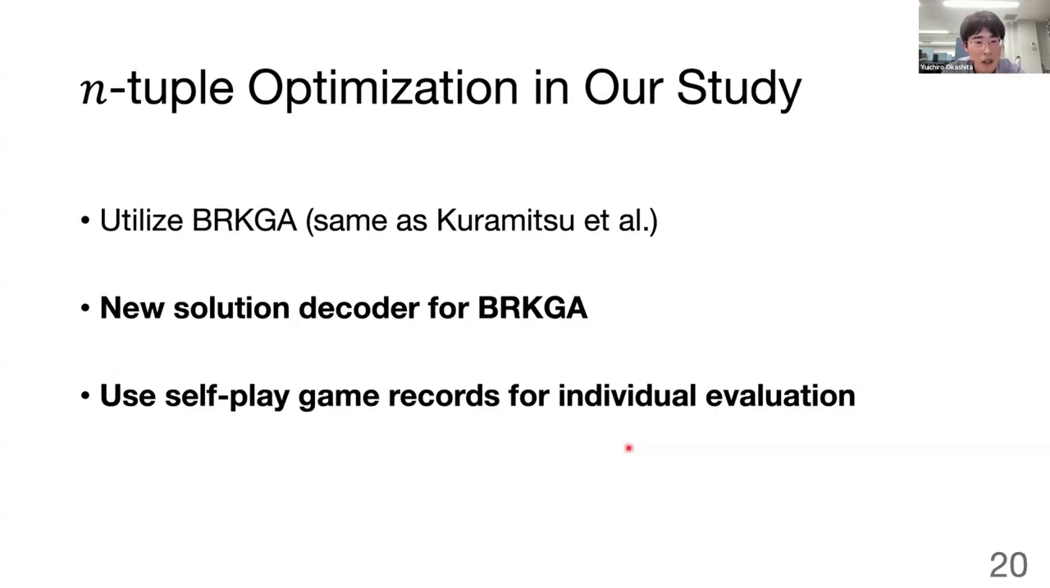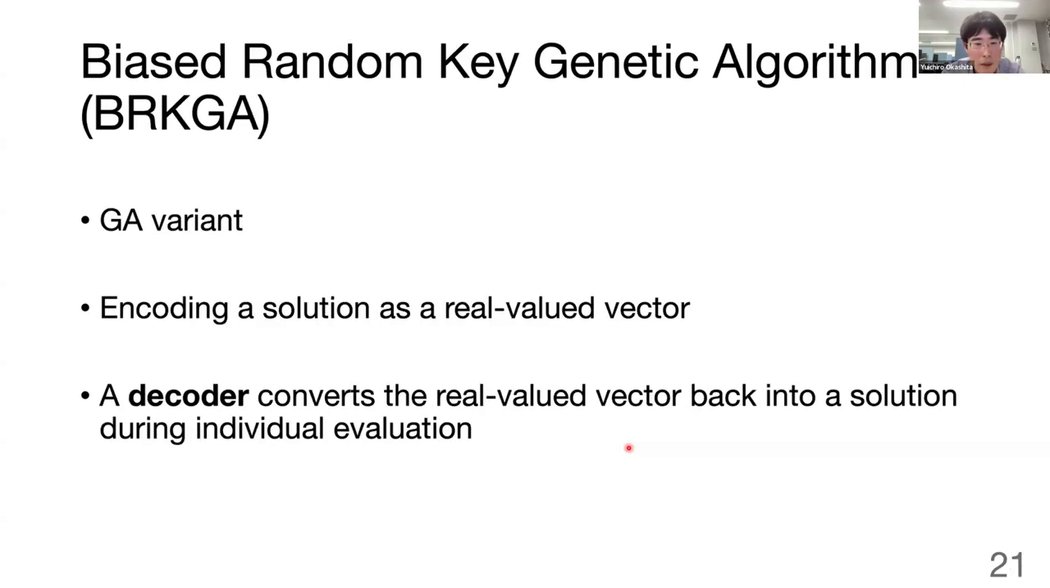With this context in mind, let's turn to our method. For the n-tuple optimization, our method also utilized BRKGA, similar to the work of Kramitz et al. However, we introduced 2 main modifications. The first is a new solution decoder. I will explain the role of this decoder in more detail in just a moment. The second is self-play data generation, which is intended to make our method domain independent.